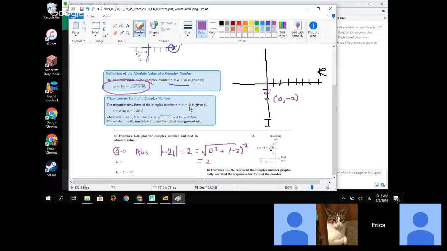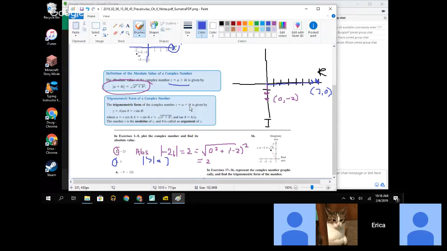If I wanted to plot number 4, 7, right? That's 1, 2, 3, 4, 5, 6, 7 on the real plane and nothing on the imaginary plane. So this would be a point at 7, 0. Any guess what the absolute value of this would be? So the absolute value of 7 is 7, right?